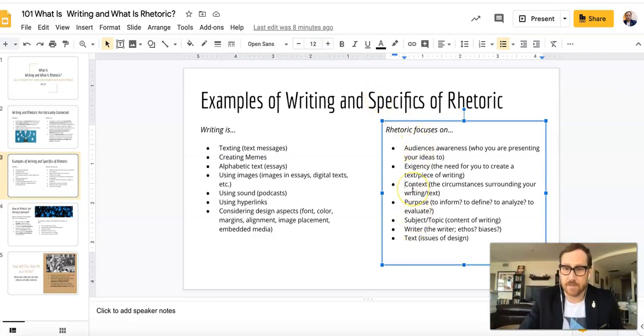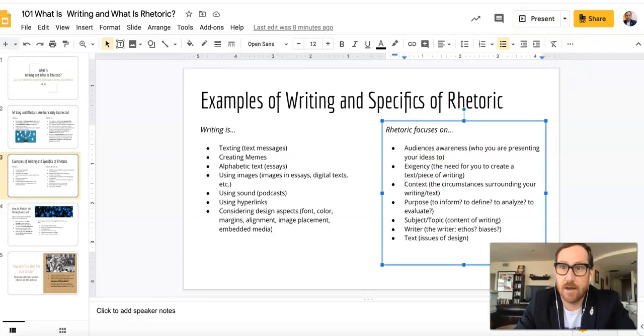You can think about the purpose of this: inform audiences. The purpose is also to use satire to evaluate what those people are doing. The subject here would be the actual images and the words. There are some issues of design, right?